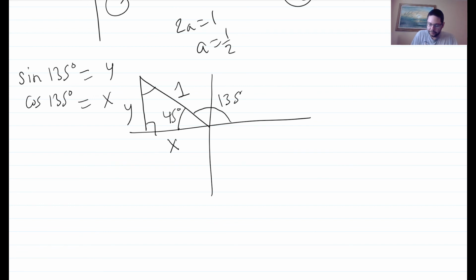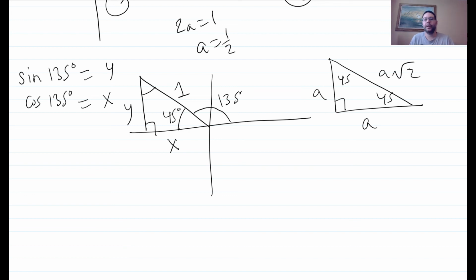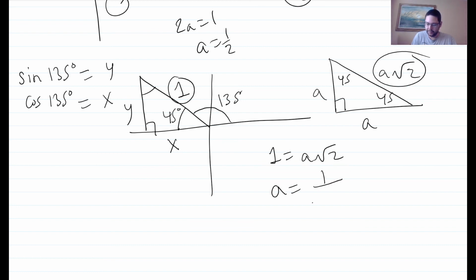So therefore, I can draw a 45, 45, 90 triangle. That's from the previous lesson. Remember that the hypotenuse was a square root of 2. So I know that 1 is equal to a square root of 2, so a equals 1 divided by square root of 2. And there's my a. Then I'm going to go ahead and rationalize by multiplying by square root of 2 on top and bottom. That will give me square root of 2 over 2.